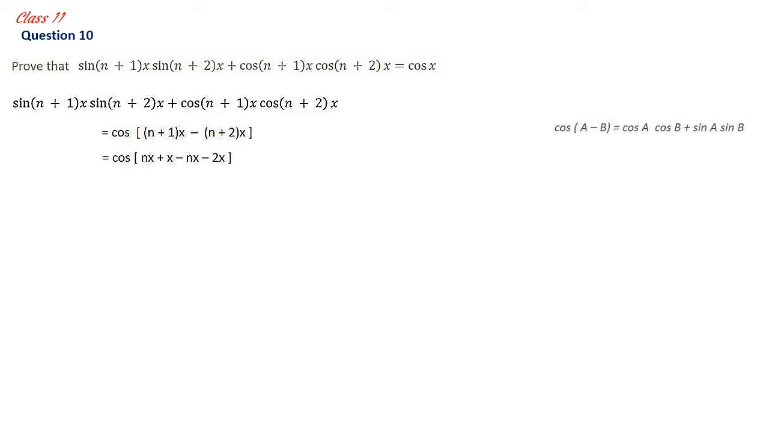Then cos of, removing the bracket, n into x is nx, 1 into x is x, minus n into x is minus nx, minus into plus is minus, 2 into x is 2x. When you check here, there is plus nx and minus nx, which we can cancel, and we will get cos of x minus 2x. Cos of x minus 2x is minus x, so cos of minus x. Cos of minus x, we know the formula, is cos x. So this is the result: cos of minus x is cos x. This is our right hand side, our RHS, so hence proved.